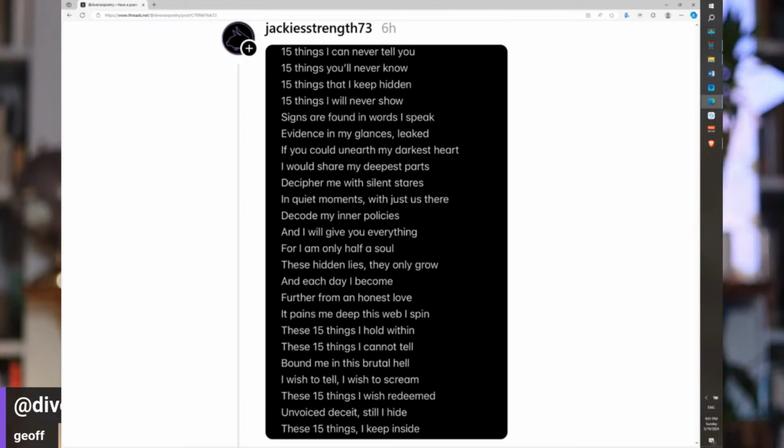Signs are found in words I speak. Evidence in my glances, leaked. If you could unearth my darkest heart, I would share my deepest parts. Decipher me with silent stares and quiet moments, with just us there. Decode my inner policies, and I will give you everything, for I am only half a soul, these hidden lies. They only grow in each day I become further from an honest love. It pains me deep, this web I spin.